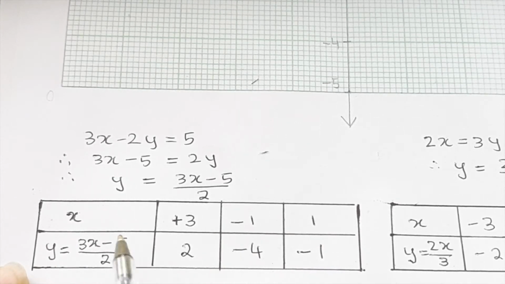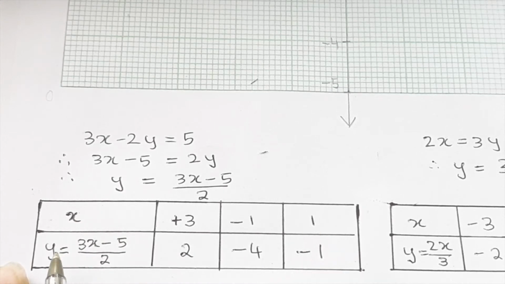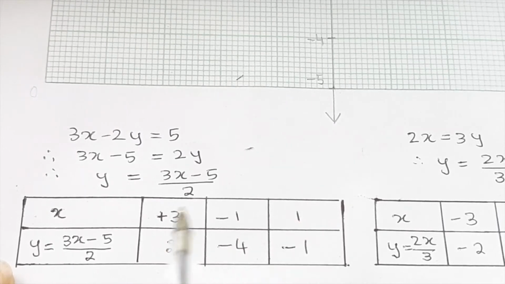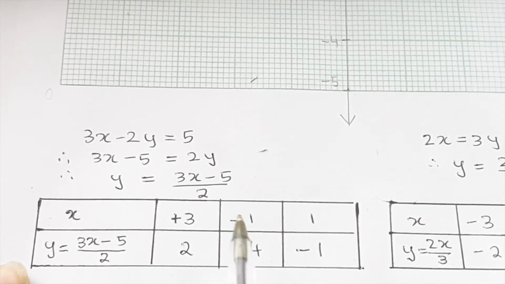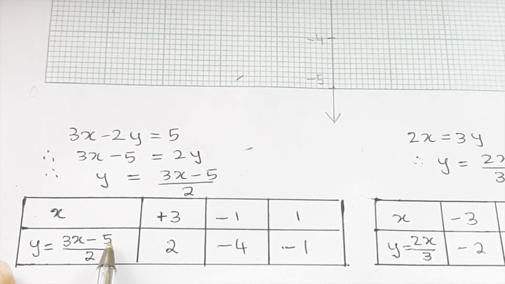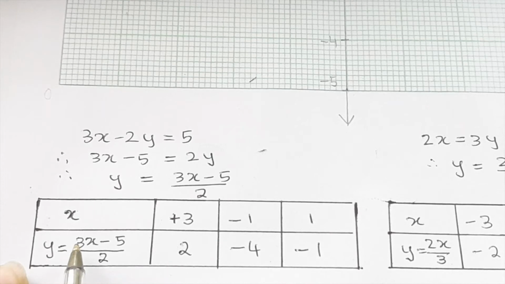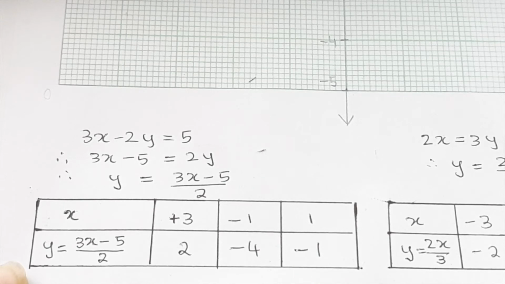When we have to plot the graph, we have to take x values in such a way that our y will be a whole number. So by trial and error, I have got these values: x equal to 3, minus 1 and 1. If x is 3, then 3 threes are 9, 9 minus 5 is 4, 4 upon 2 is 2. If I take x equal to minus 1, this becomes minus 3, minus 5 makes it minus 8 upon 2, that is minus 4. If it is 1, then 3 ones are 3, minus 5 is minus 2, upon 2 gives us minus 1.